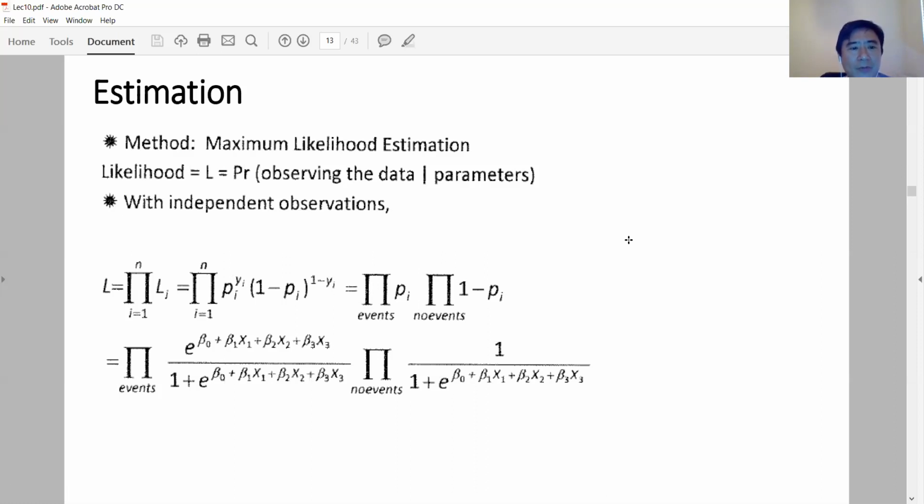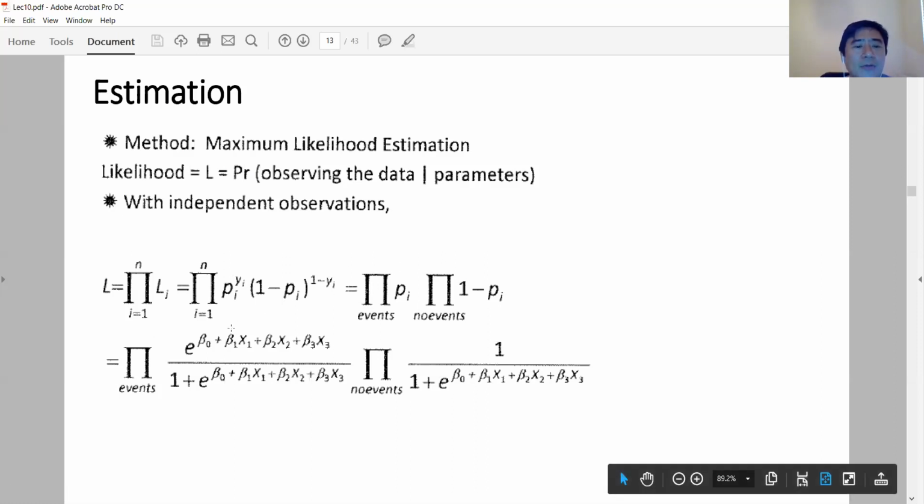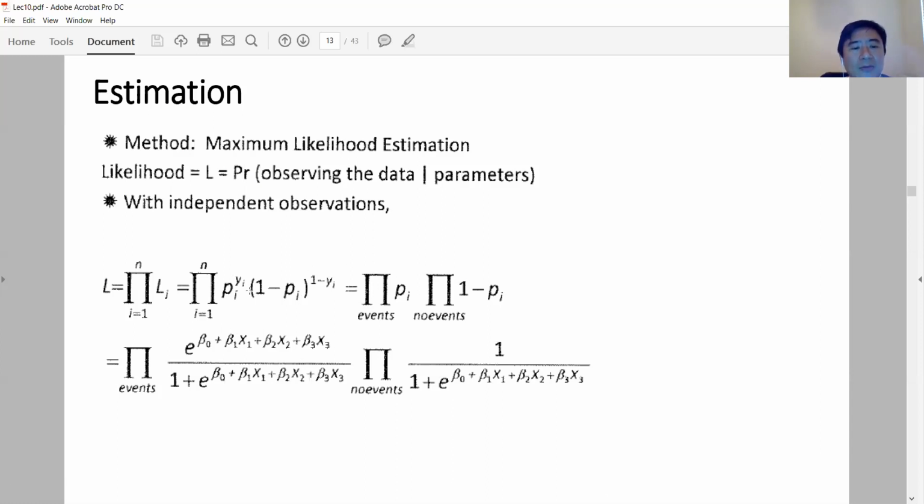And minimize that variance. So the way to do that is you need to specifically write down the likelihood function. So likelihood is just the distribution of your outcome y.